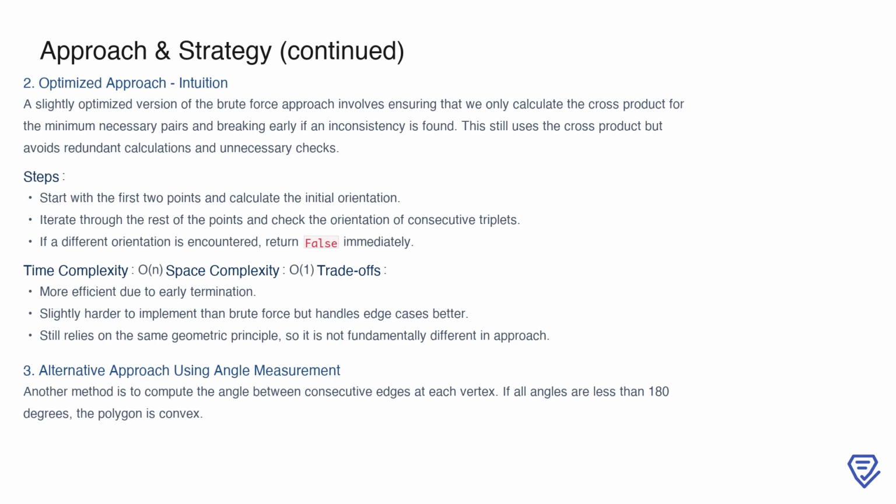Additionally, an alternative approach involves measuring the angles between consecutive edges at each vertex. If all angles are less than 180 degrees, the polygon is convex. While this method uses a different geometric principle, it is less efficient and more computationally intensive due to the use of trigonometric calculations.